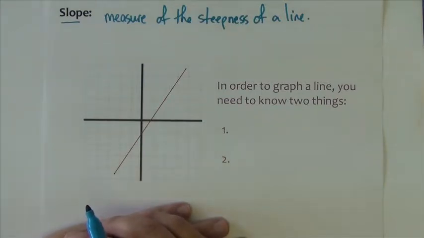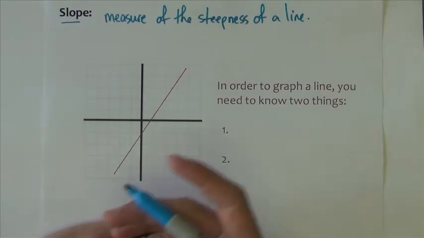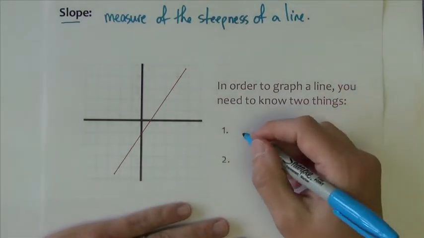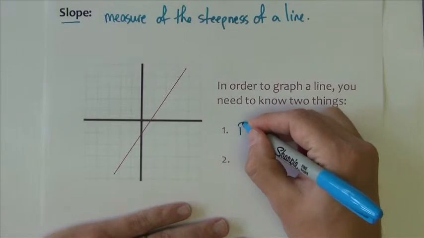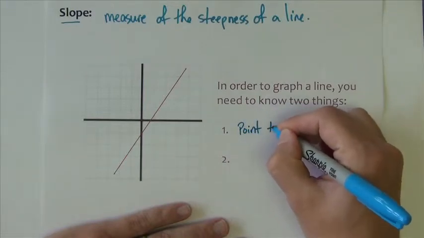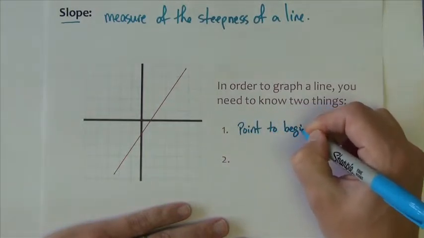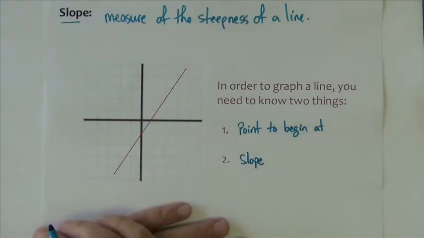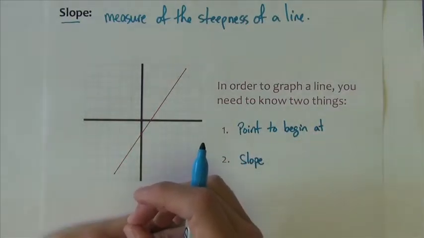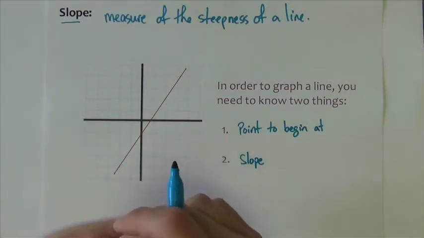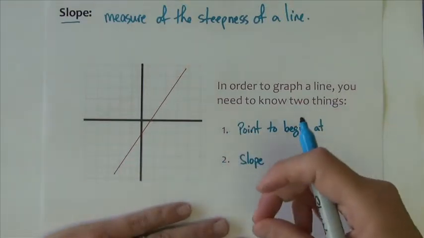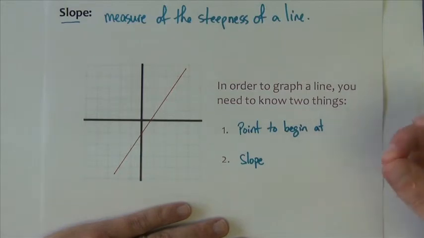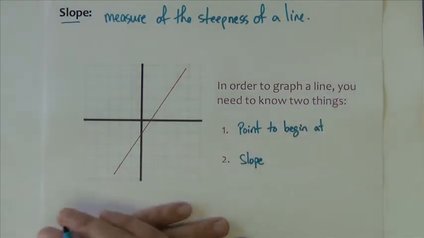Now, in order to graph a line, you need to know 2 things. You need to know a point to begin at and a slope. So where to start, and then what's the rate of change to get to the next point and the next point and the next point, and so on and so forth. Let's look at a couple examples where we have just that given to us.